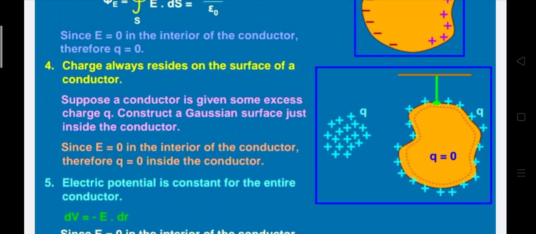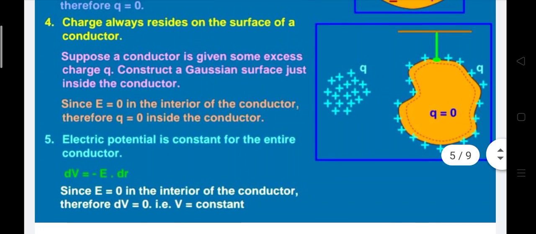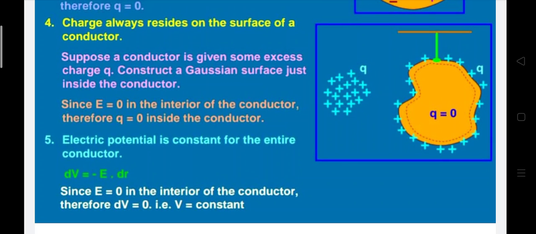Then the last point, electric potential is constant for the entire conductor. We had studied in the last lesson the relationship between potential gradient and electric field. So E equal to minus dV upon dr. From that formula we get dV equal to E dot dr.